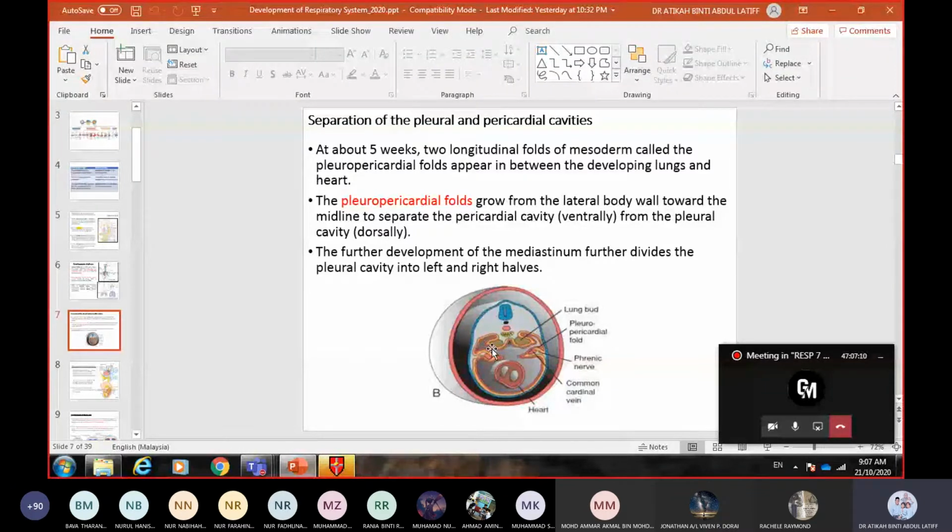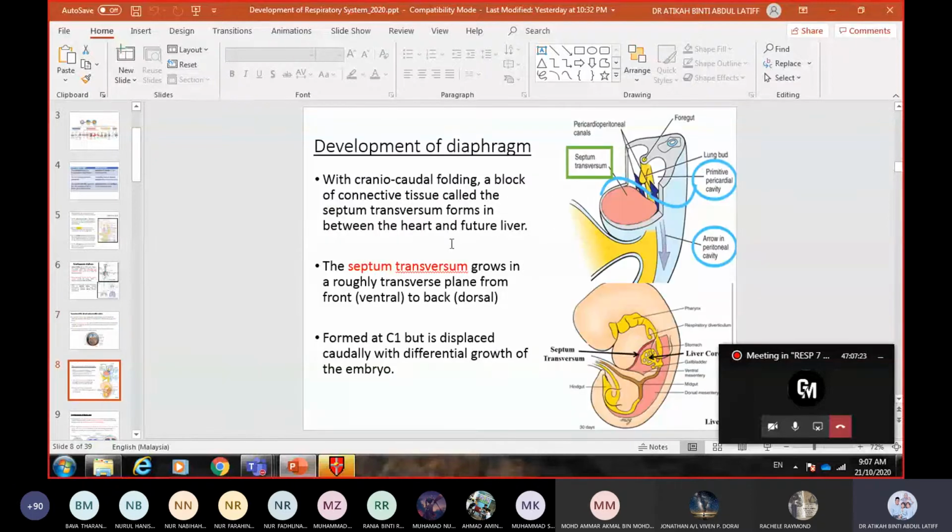Okay, and then finally with further development, the pleural cavity will move to the right and left. Okay, so how about the diaphragm? How is the diaphragm developed? Okay, again, not too difficult.